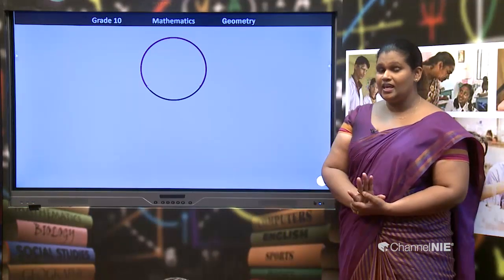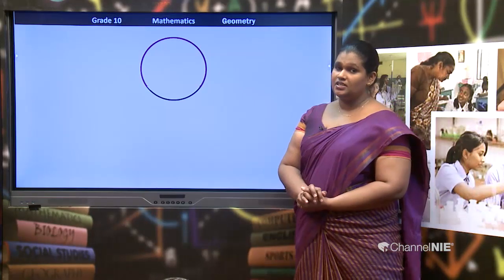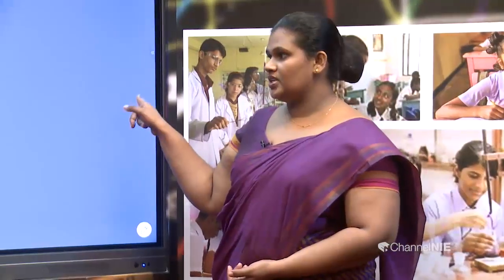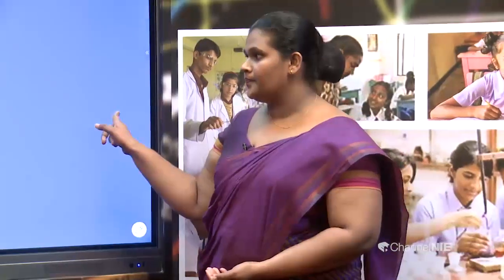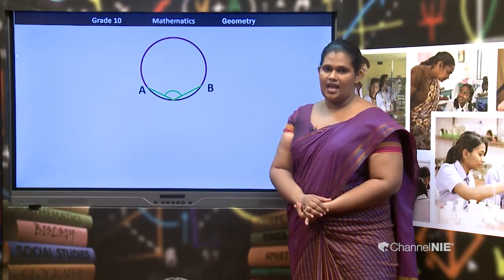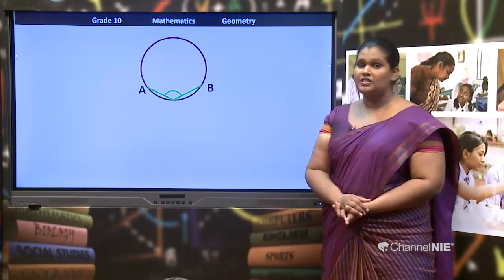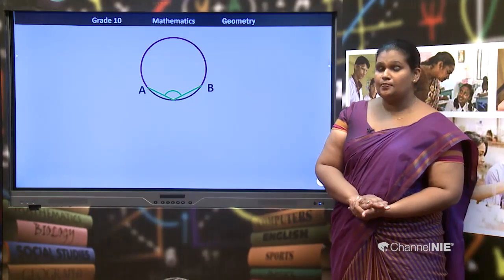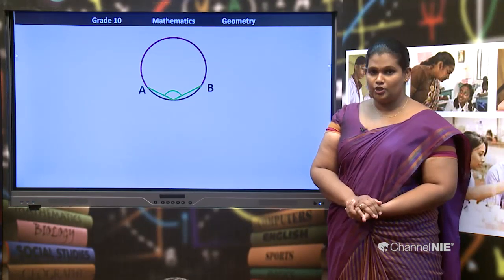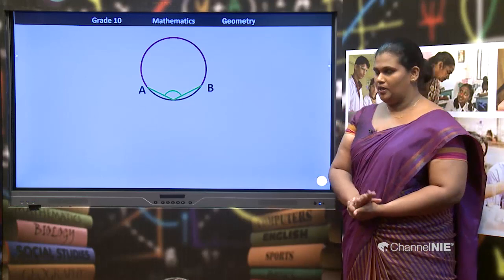So, we will see the angle subtended on the remaining part of the circle by the major arc now. So, once again I have got the major arc AB. So, this time I am going to subtend an angle on the remaining part of the circle. So, when I consider the major arc AB, the remaining part of the circle should be the minor arc AB.